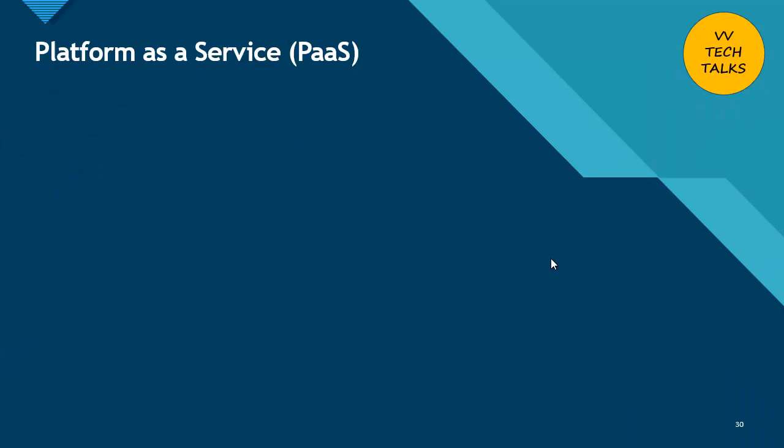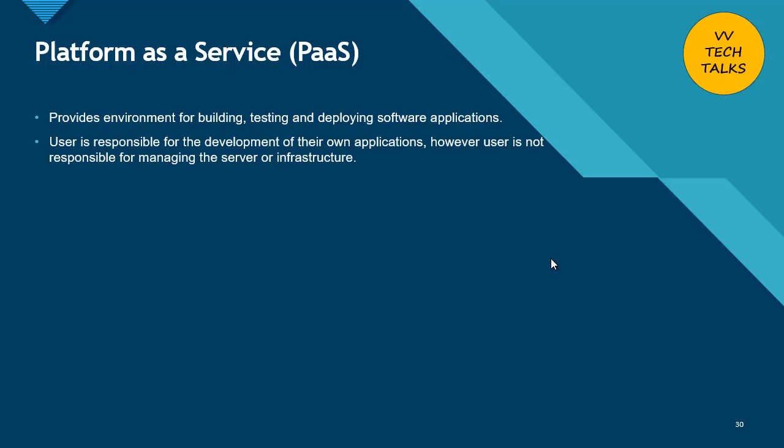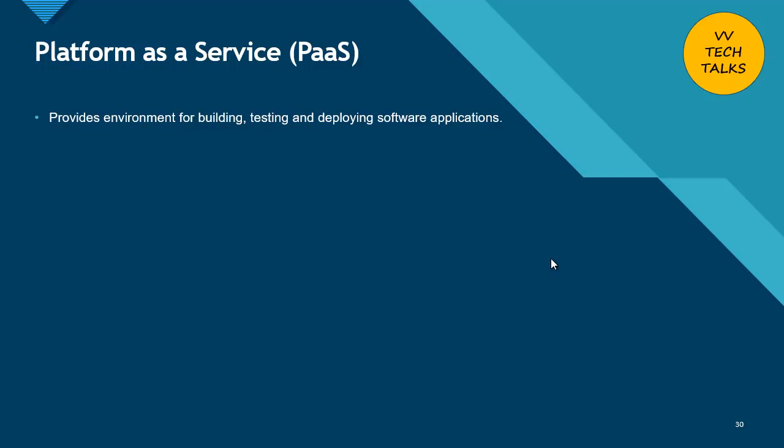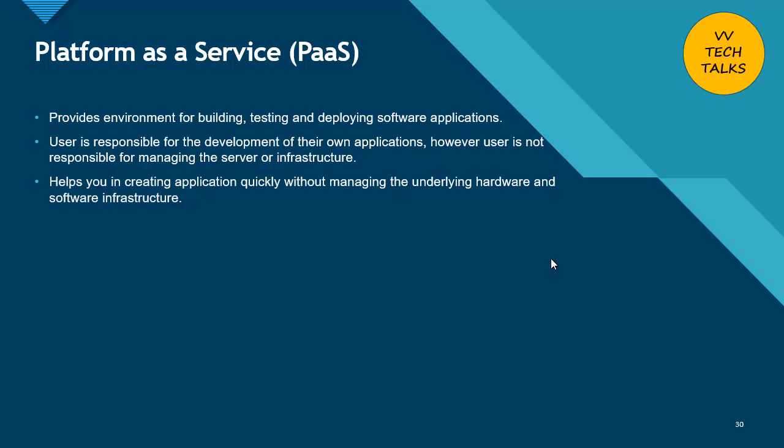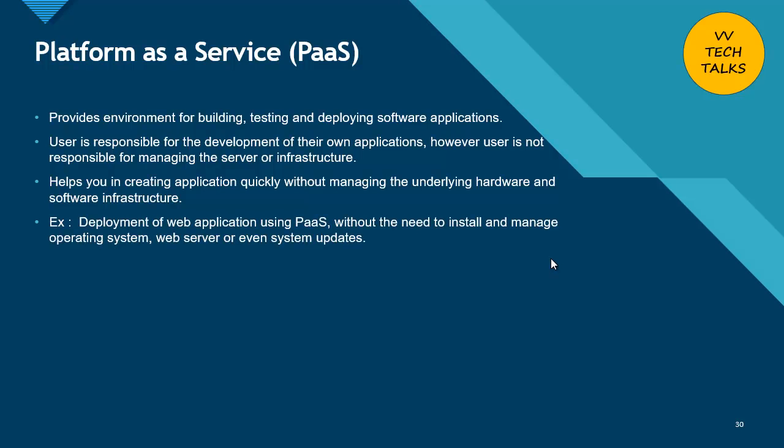So let's discuss platform as a service. We already discussed that it provides us the environment for building and testing applications, and in this type of mechanism, the user is responsible for developing their own application, but not for managing the server, infrastructure or operating system. It helps us create the application quickly, because we don't have to manage the underlying hardware or the operating system. An example of this service is the deployment of a web application using PaaS without the need to install and manage the operating system, web server or even system updates.